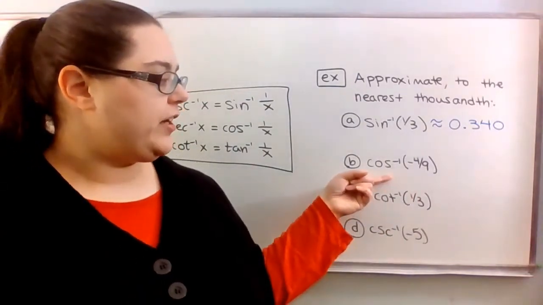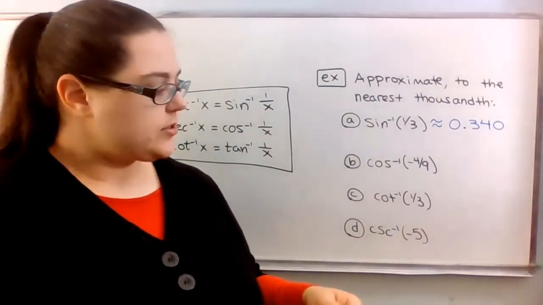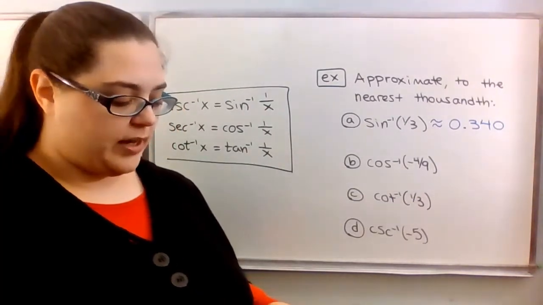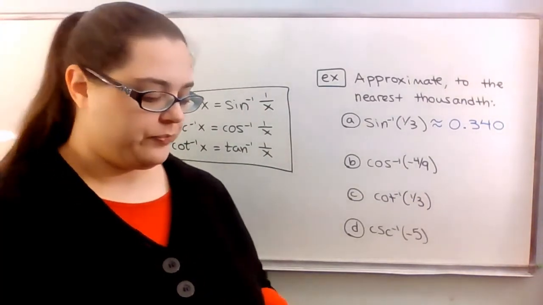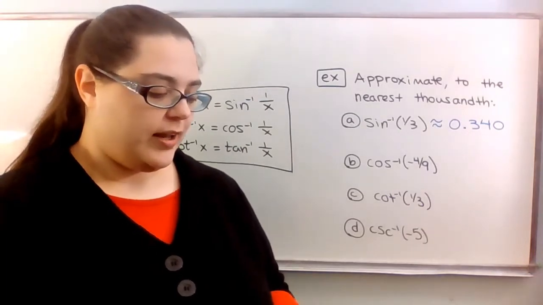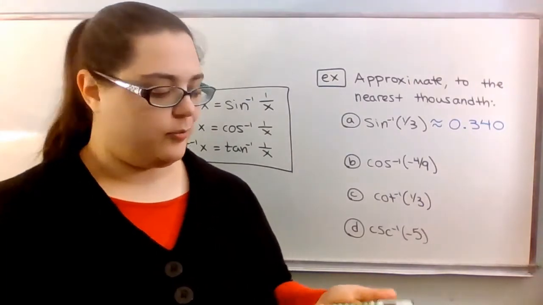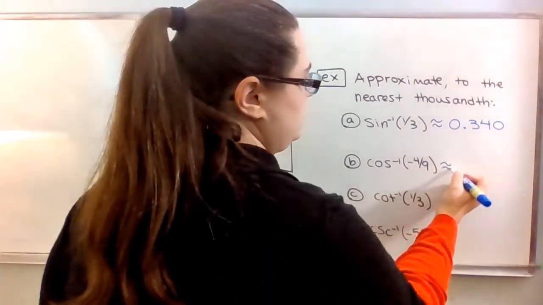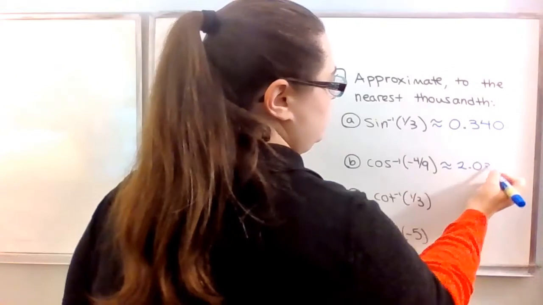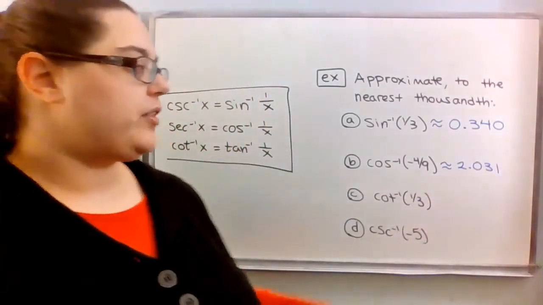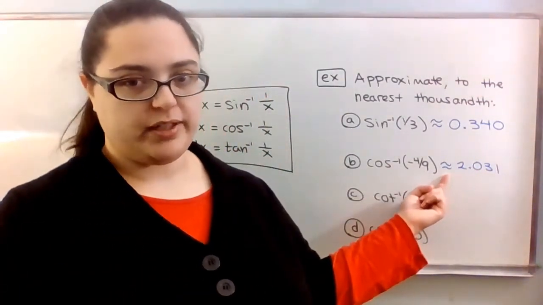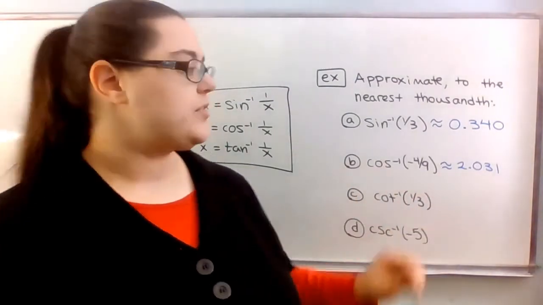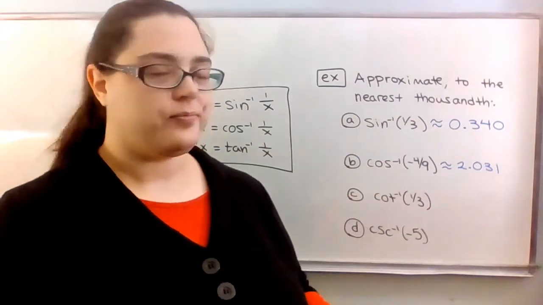We can go ahead and find inverse cosine the same way. So this one, I'm just going to hit second cosine and type in -4/9. And this time I got a 2.031. And just a reminder that the squiggly equals means approximately equal to, because we're rounding our values here. So these are not exact values, they're rounded to the nearest thousandth.